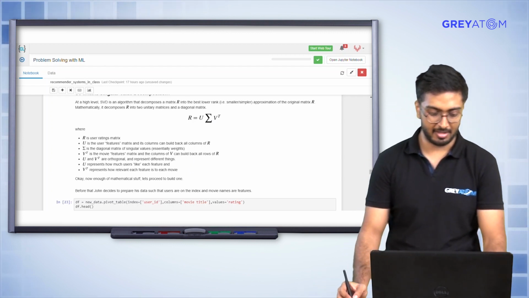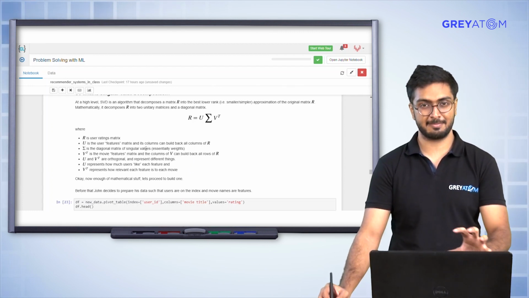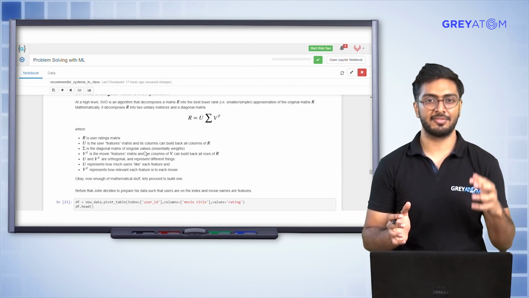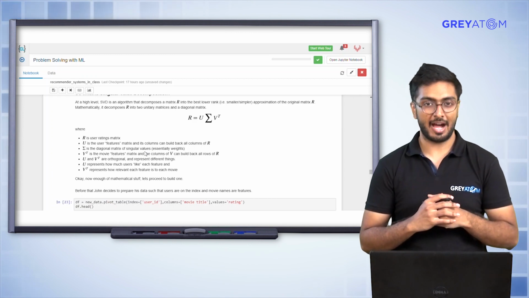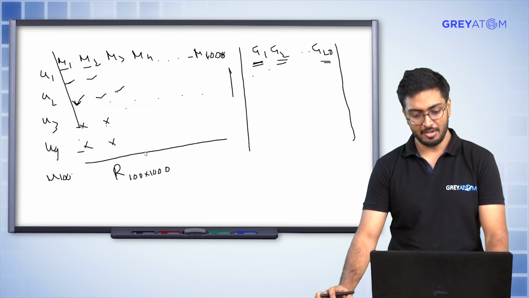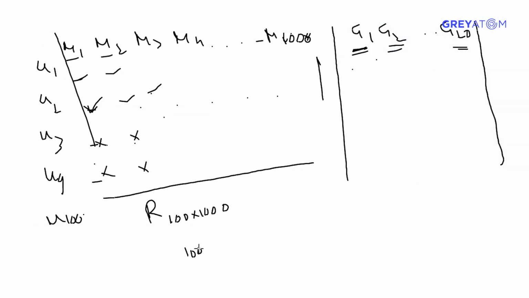What this part of the slides says is that there's an algorithm which can decompose your R matrix into component matrices, right? So there would be U, which is 100 cross 20. Then there is sigma, which is 20 cross 20, and then there is V transpose, which is 20 cross 1000, right? So this is the idea of breaking matrices.